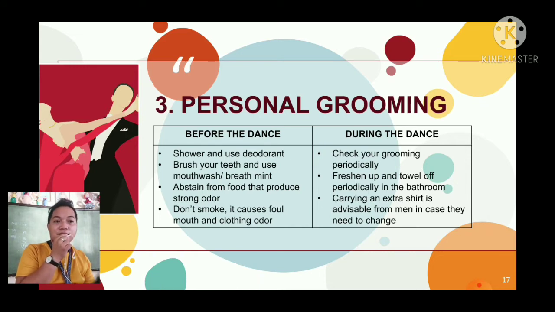Carrying an extra shirt is advisable for men in case they need to change because tayo mga lalaki ay mabilis magpawis. So we need to have an extra shirt so that we can change immediately. Para hindi tayo masakripis ang ating health.